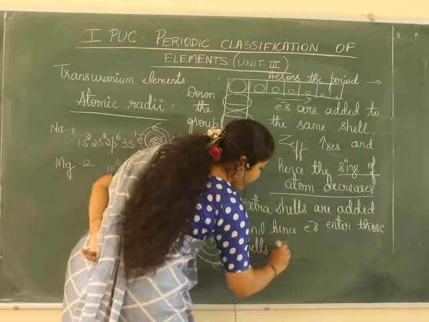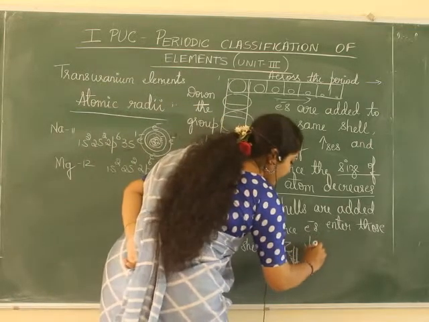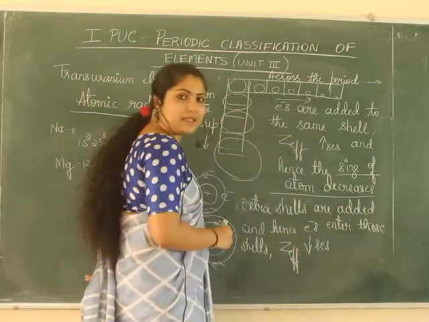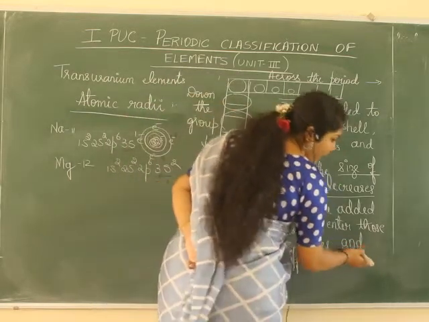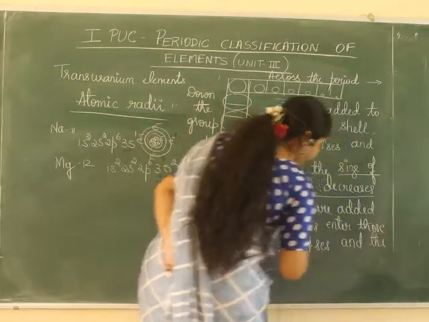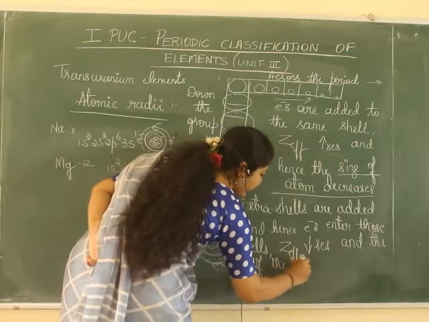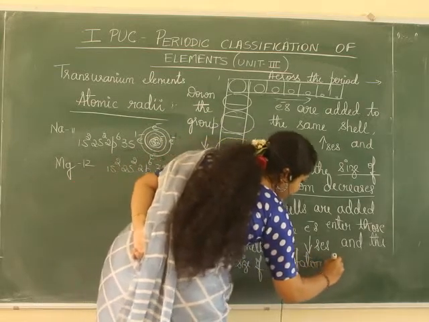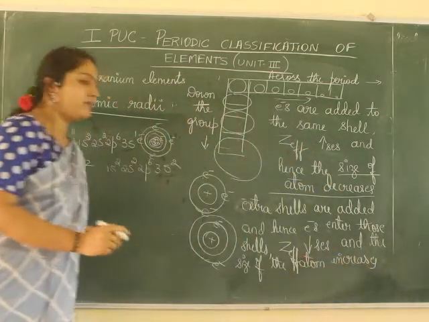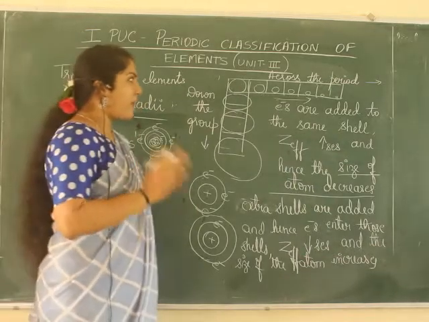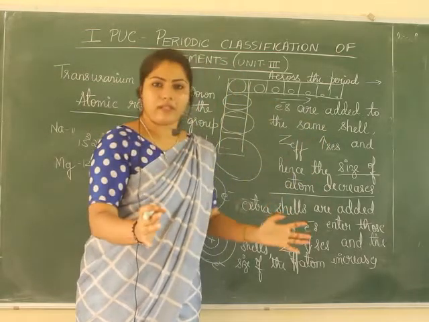So what happens to effective nuclear charge? Effective nuclear charge decreases, and therefore the size of the atom increases. This is what you will be giving as the reason. Hope it is clear now. No doubt in this. So remember, across the period size goes on decreasing, down the group size goes on increasing.